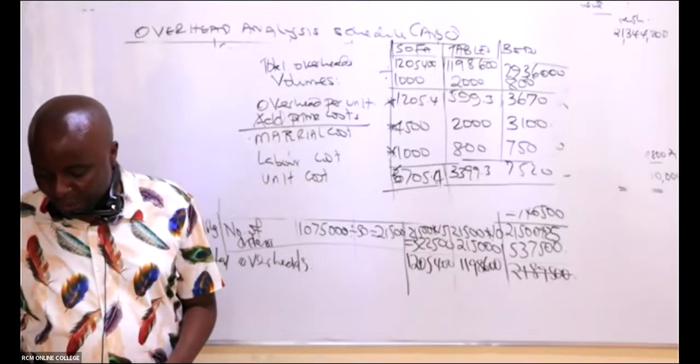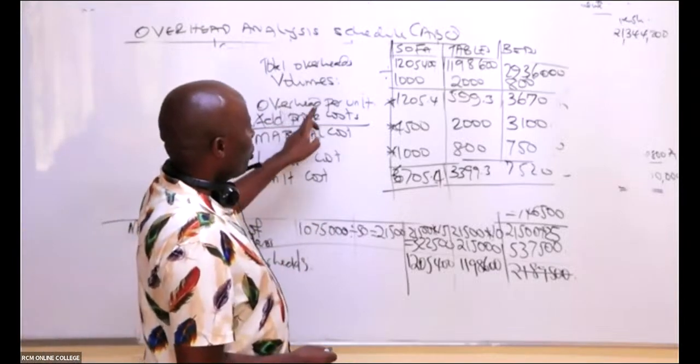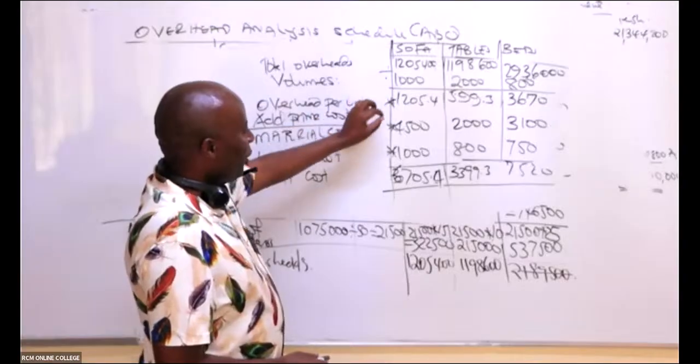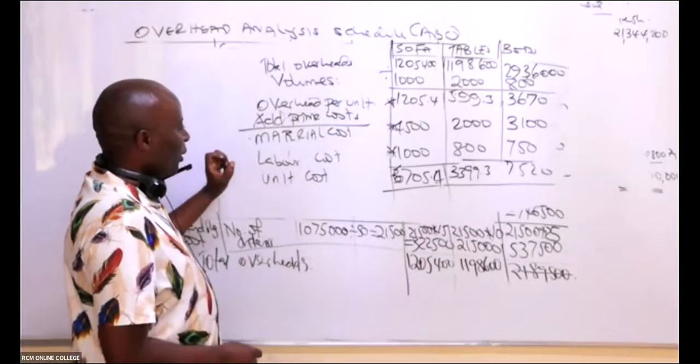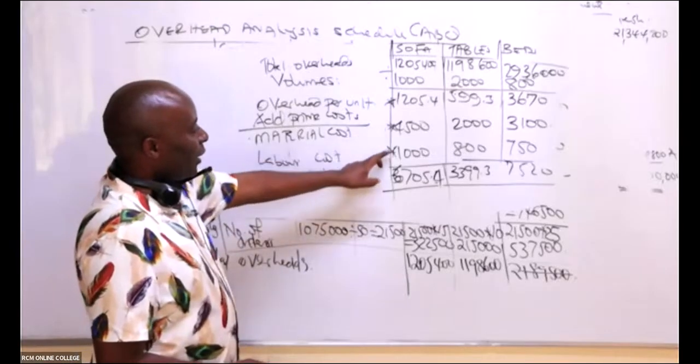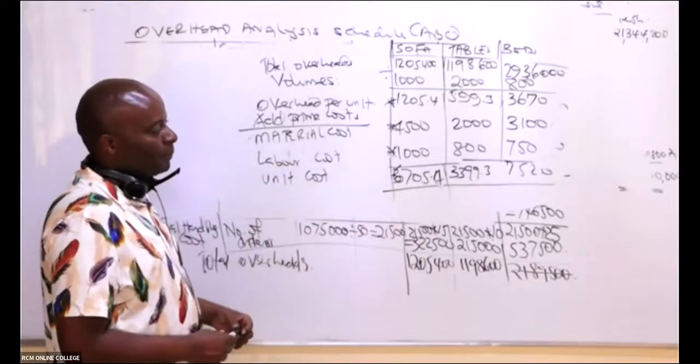Yeah, how you get unit cost. So the unit cost, you take the overhead cost per unit, what you have here, you add the prime cost. Primary costs are two, material and labor. So you add this and this. This plus this plus this. Get that.